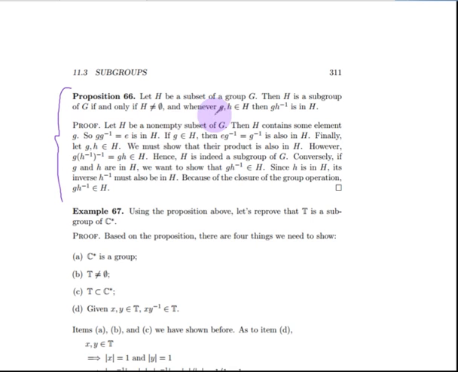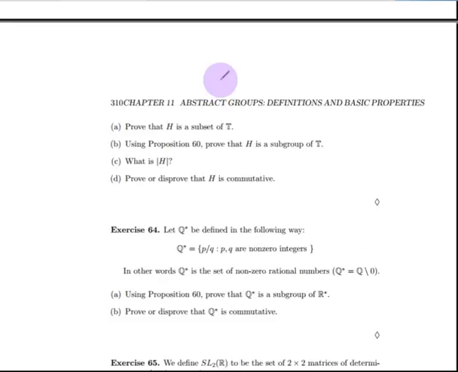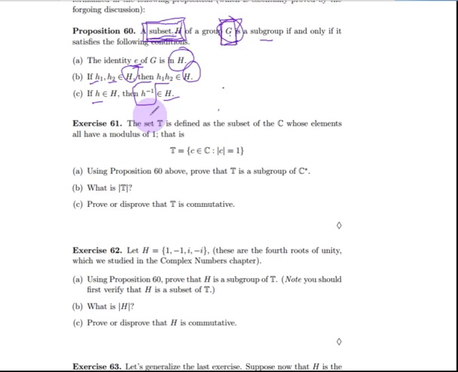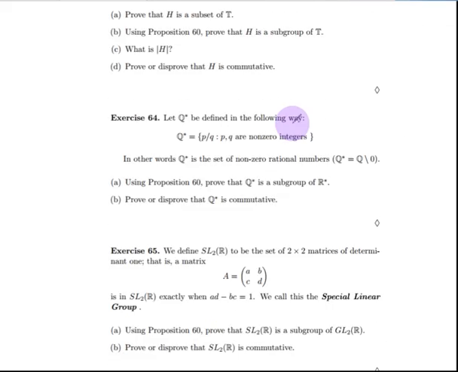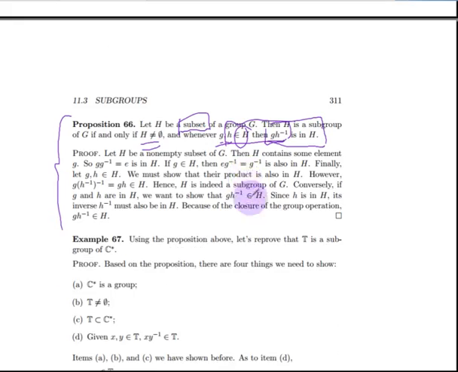In fact, all you need to show that a subset is a subgroup is that it's a non-empty set, and that it's always true for any two elements in the set, G and H, that if G and H are in H, then GH inverse is in H. In fact, from this one condition, you can derive the three conditions that were given here. From that one condition, you can derive A, B, and C. So you can read this proof and see why that's true.